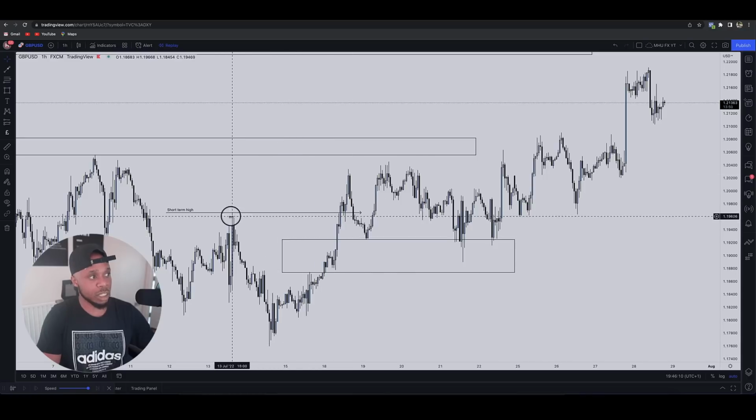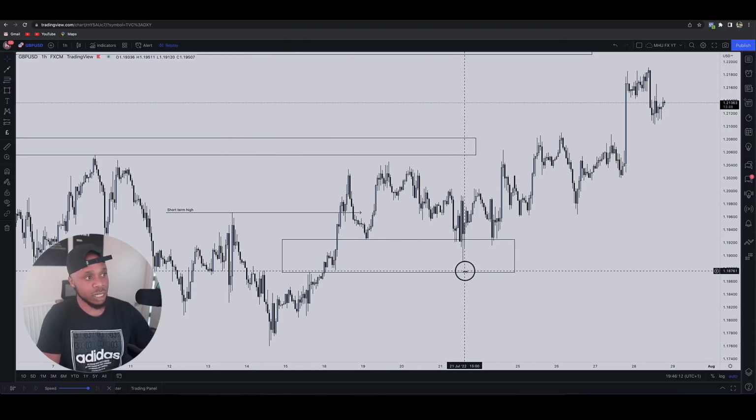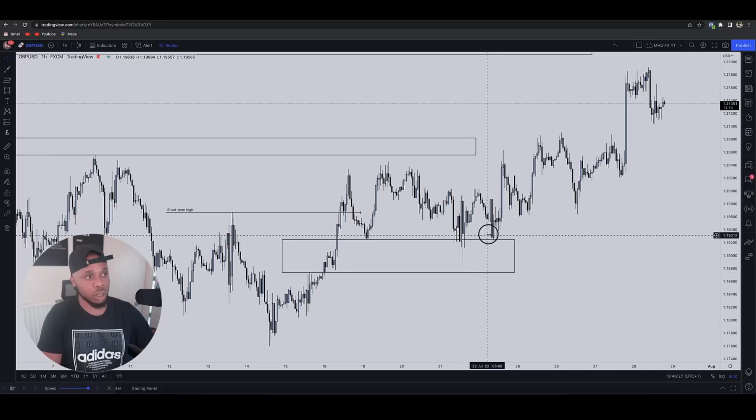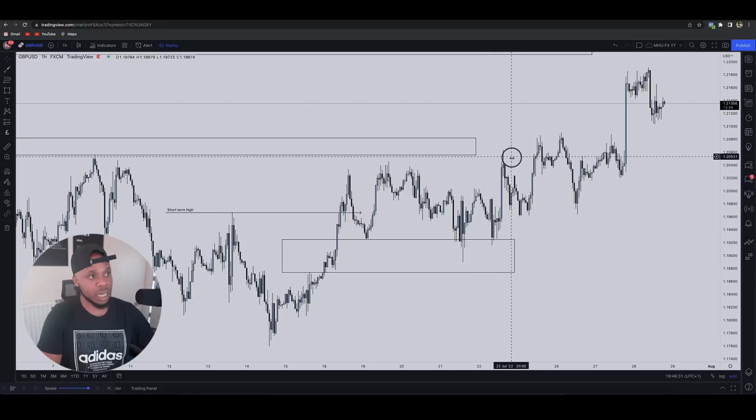This is when they expand, they take out the short-term high, they retrace into the imbalance, they then take out the high. There's another short-term high, this one here. They take out that short-term high, and then they retrace again. They gave another opportunity to jump in here, and then once again they expanded higher. They retraced again. This would have been another opportunity to jump in with more buys.